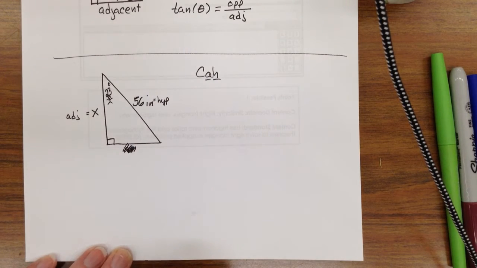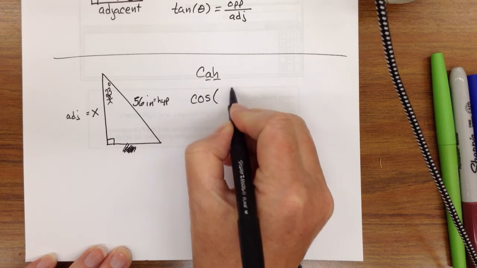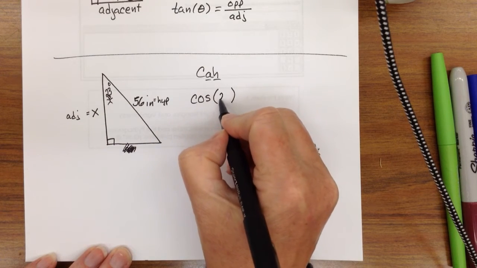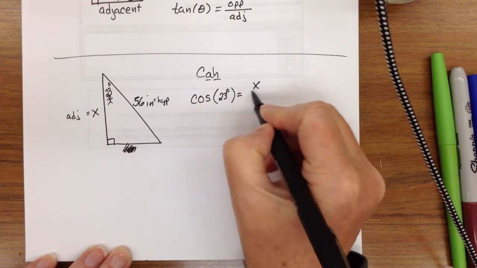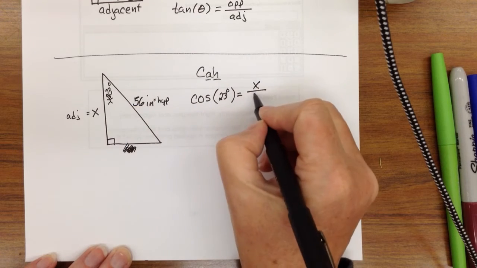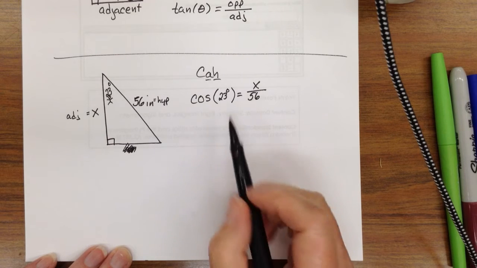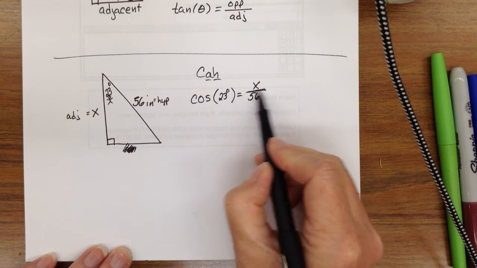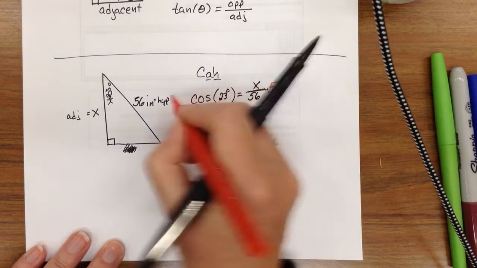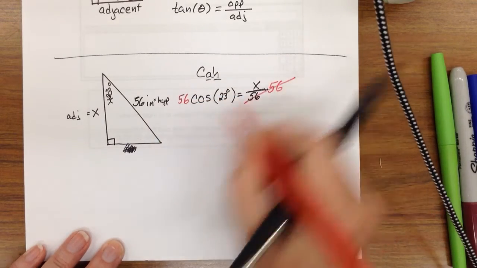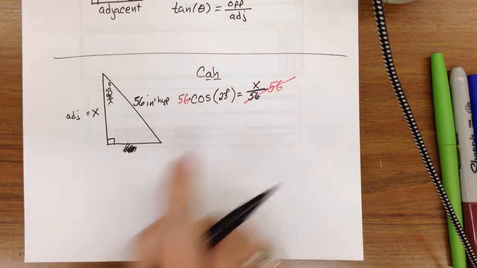Cosine works with the adjacent and hypotenuse, and I write an equation. Cosine of, where were you standing? 23 degrees. Will equal the adjacent, which we're calling x, over the length of the hypotenuse, which is 56. Now, our job is to solve for x. This means division. To undo it, I would, of course, multiply by 56 on both sides. They cancel here, and I have x equals 56 multiplied by the cosine of 23.